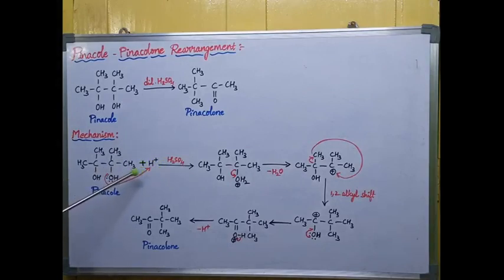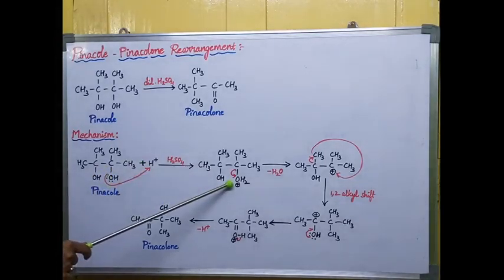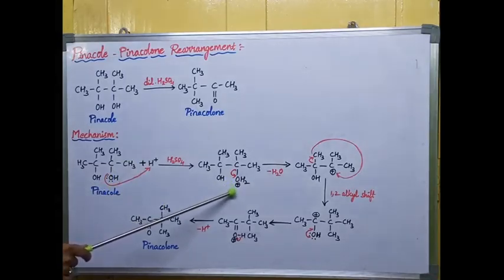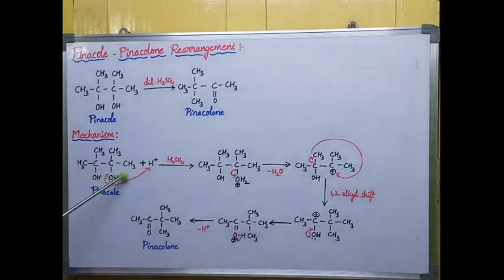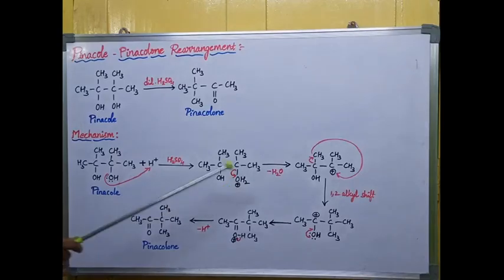The protons will react with this OH group. So we know that oxygen is having a lone pair of electrons. This lone pair of electrons attracts this proton and forms an OH2 bond. Okay, so oxygen gets a positive charge because it is donating electrons to the proton.